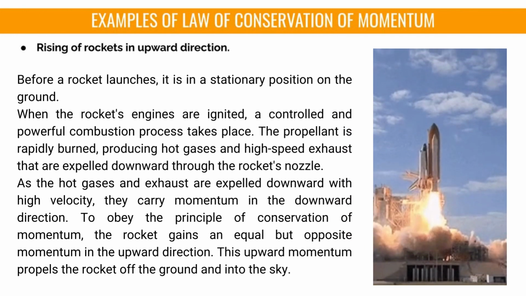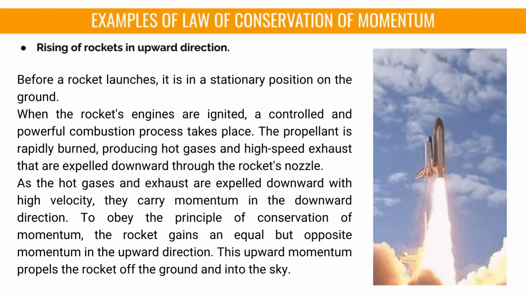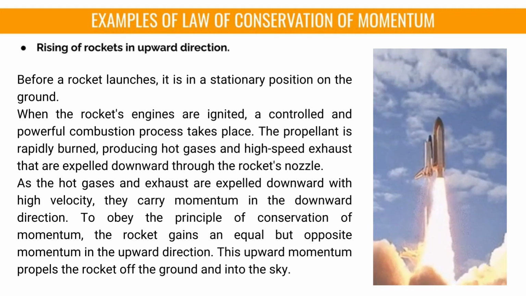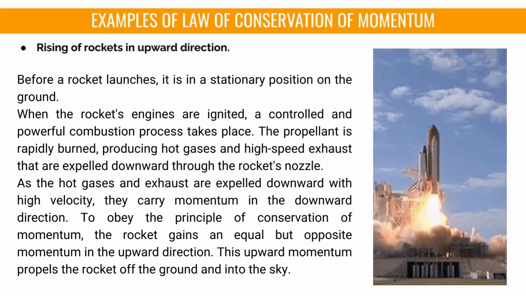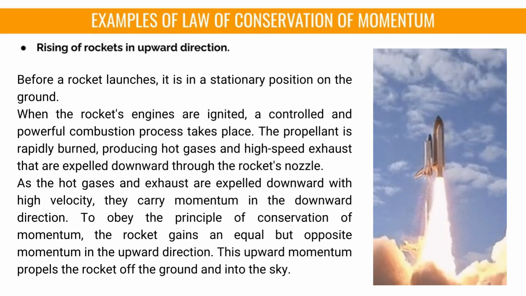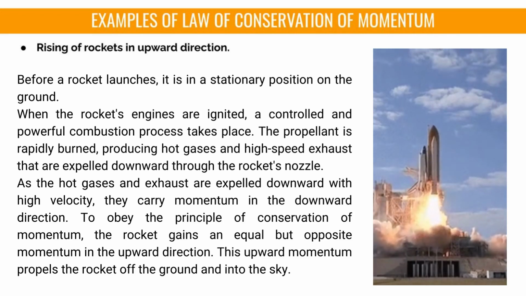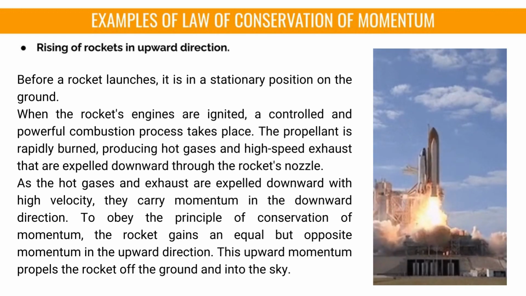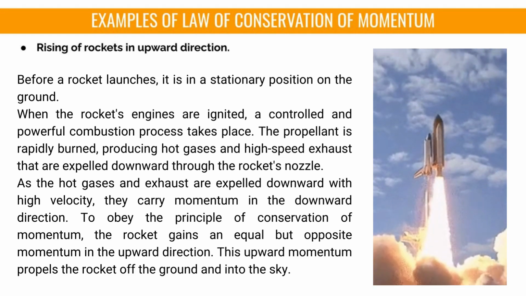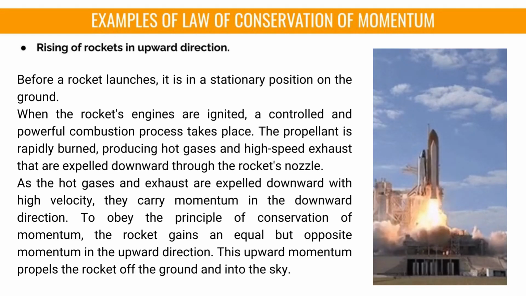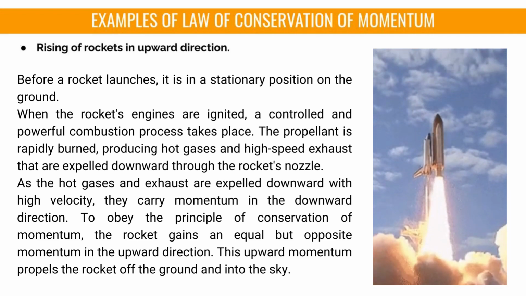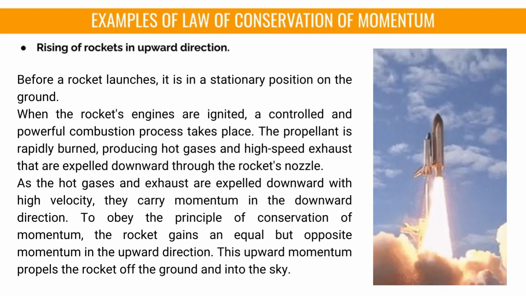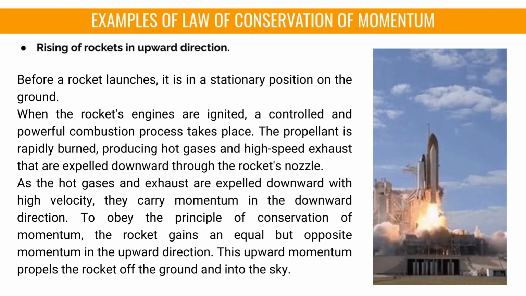Rising of rockets in upward direction. Before a rocket launches, it is in a stationary position on the ground. When the rocket's engines are ignited, a controlled and powerful combustion process takes place. The propellant is rapidly burned, producing hot gases and high-speed exhaust that are expelled downward through the rocket's nozzle. As the hot gases and exhaust are expelled downward with high velocity, they carry momentum in the downward direction. To obey the principle of conservation of momentum, the rocket gains an equal but opposite momentum in the upward direction. This upward momentum propels the rocket off the ground and into the sky.